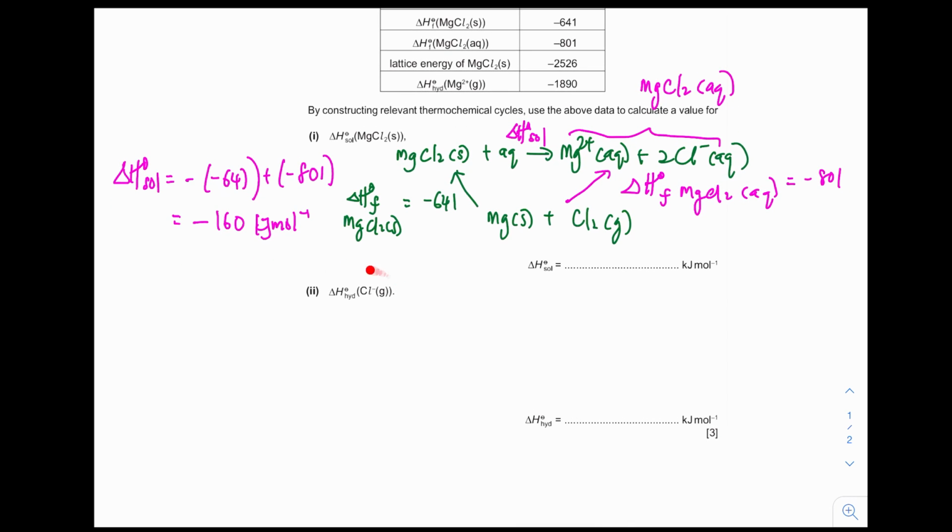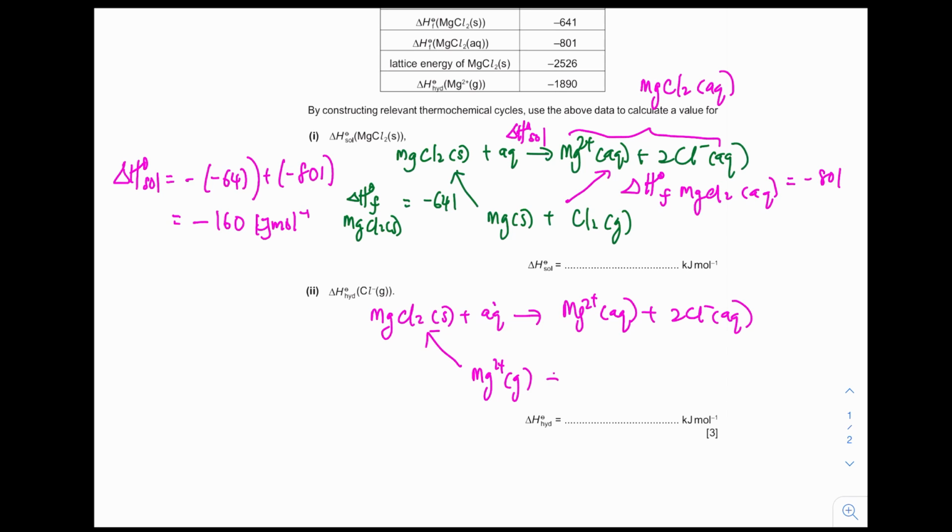Whereas for question 2, we'll need to construct a cycle to calculate the enthalpy change of hydration. Again, we're going to construct the same equation where we have MgCl2 solid plus aq forms Mg2+ aqueous plus 2Cl- aqueous. This time the information that we haven't used is the lattice energy of magnesium chloride. So when we point up here, we're going to construct the lattice energy equation, whereby 1 mole of ionic compound is formed from its ions in the gaseous state. So it will be Mg2+ gas plus 2Cl- gas.